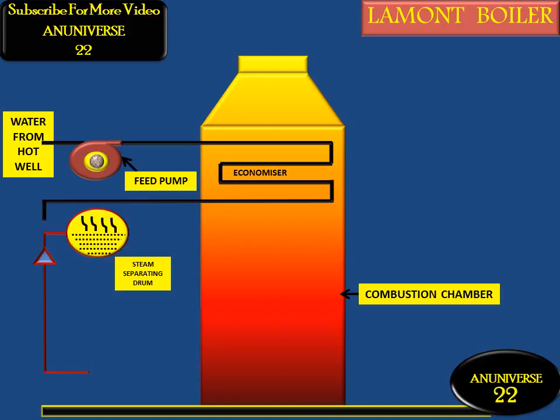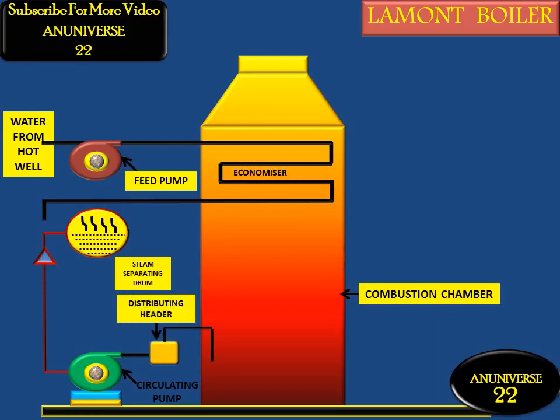And this is the steam separating drum. From the economizer, water comes to the steam separating drum, and from here the mixture of steam and water goes out to the circulating pump, which is a centrifugal pump. Generally water is circulated with the help of the centrifugal pump, and forced convection is generated. This centrifugal pump is used to circulate water inside the boiler, and this pump is driven by a steam turbine, and the steam for the turbine is taken from the boiler.